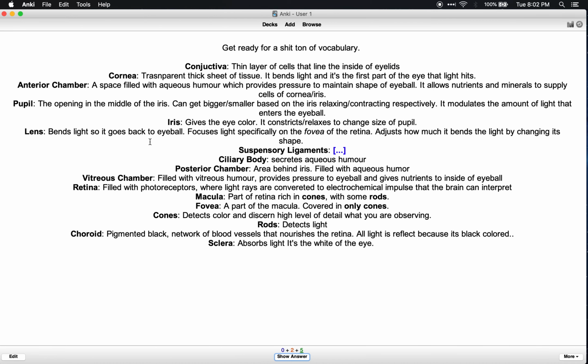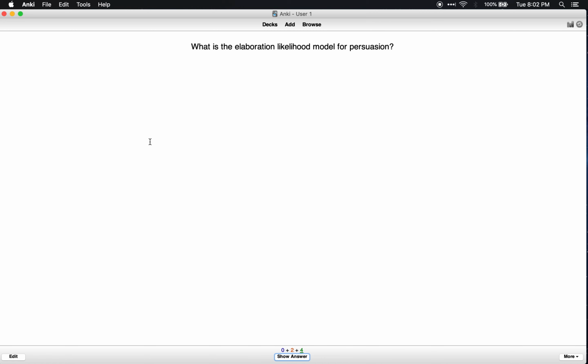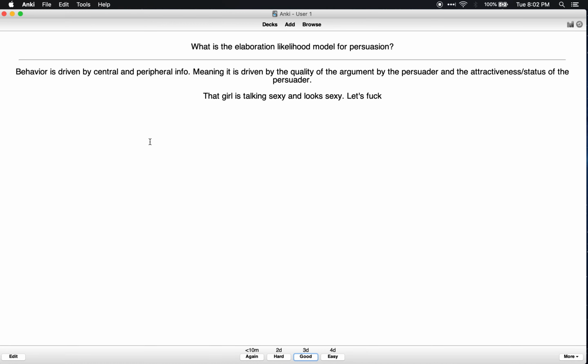Suspensory ligaments form the ciliary body, which creates the aqueous humor. The elaboration likelihood model of persuasion states that our behavior depends on central and peripheral info, so we behave depending on the argument of the persuader as well as the status and the attractiveness of the persuader.